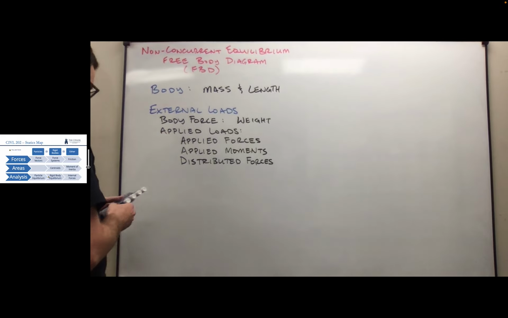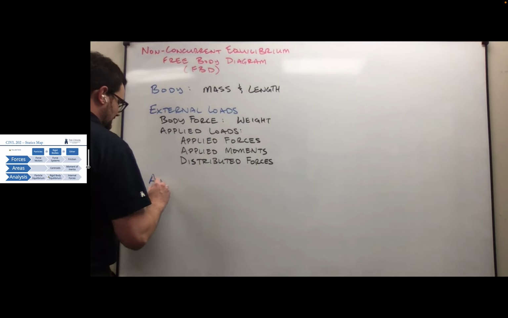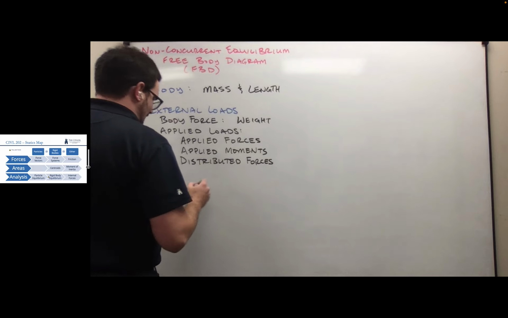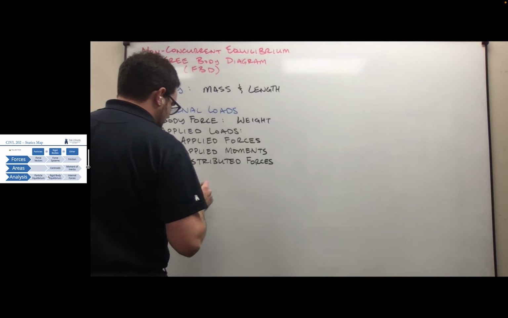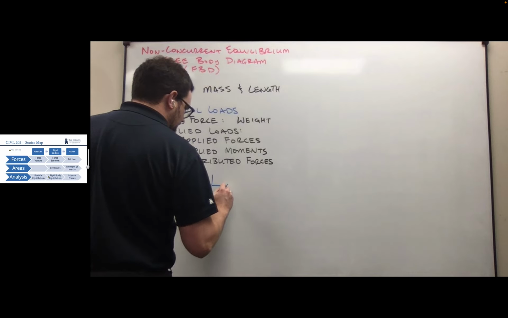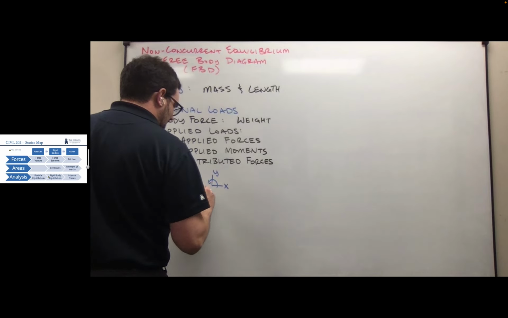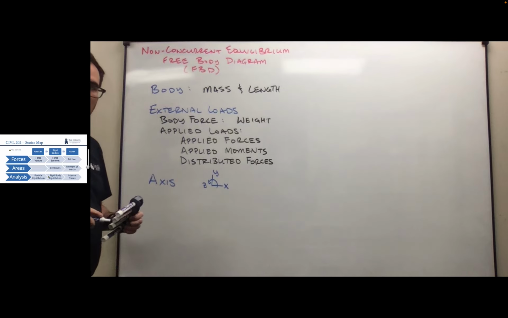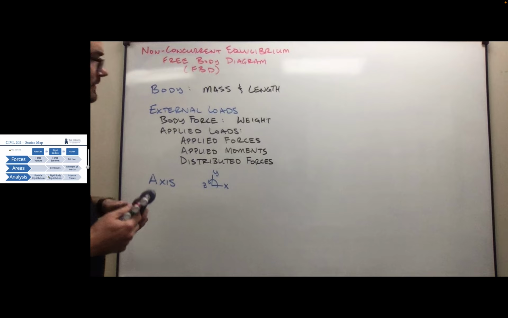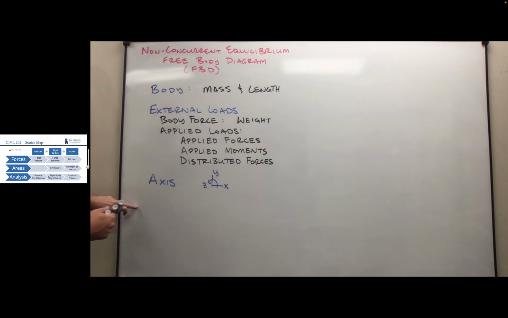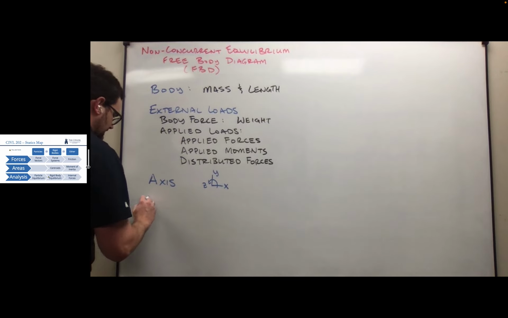All right, BEARD, so that gives us our body, our external loads, and then we would have our axes. And in 2D, we'll continue to draw our axes as most often as X, Y, and Z coming out of the board, or rotation about the Z in the counterclockwise direction. So this is BEA. R is reactions.